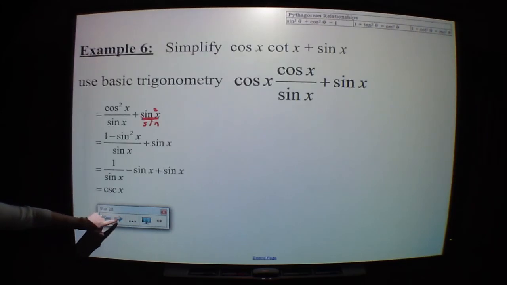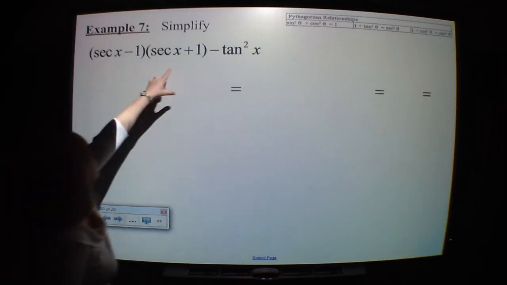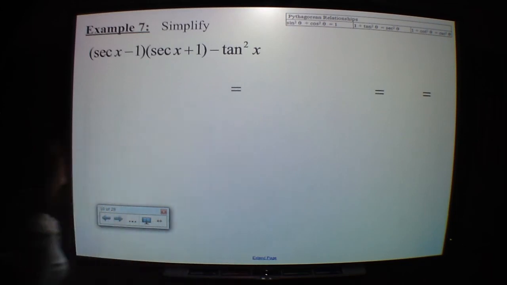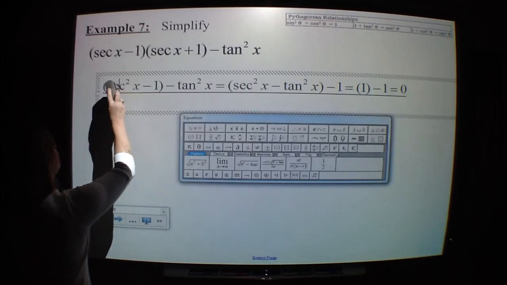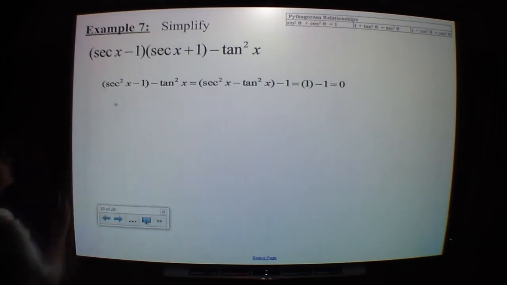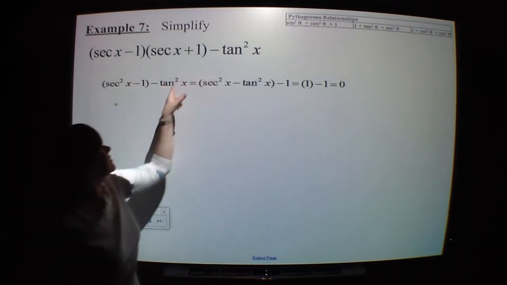Example 7. Secant of x minus 1 times secant of x plus 1 minus tangent squared of x. Multiply out, FOIL it, first, inner, outer, last, and you'll get secant squared of x minus 1. So right here I will get secant squared of x minus 1, okay? And then I have the minus tangent squared of x.